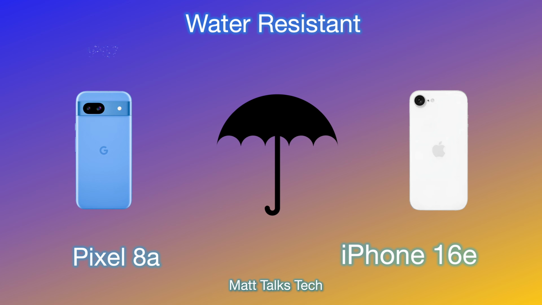For water resistance, the Pixel 8a does have IP67. There's nothing wrong with IP67. It just means it can only go up to 2 meters of water depth in clear water, up to 30 minutes, whereas IP68 can actually go down to 6 meters up to 30 minutes in clear water. So obviously, if you drop it in the sea or something like this, the results are going to be different here.